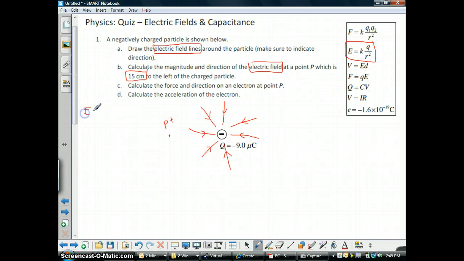So to find that, I'm going to use kQ over r squared. k is the constant, 9 times 10 to the 9th. Q is the charge that I have, which is this negative 9 microcoulombs, negative 9 times 10 to the negative 6. Then divided by r squared, well, close, not 15, but 0.15.